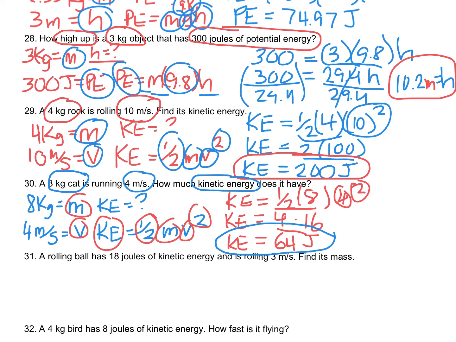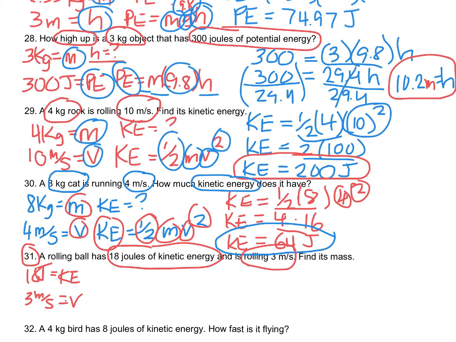That was number 30. Let's set up 31. Oh, I like this because now we're not finding kinetic energy. It's given to us. You've got a rolling ball. There's 18 joules of kinetic energy. Ooh, this is good. So we've got 18 joules. That's our kinetic energy. It says it's rolling at 3 meters per second. So 3 meters per second means that's its velocity. We want to know what the mass of the object is. So that's what we're looking for. Mass, that's the big question mark.